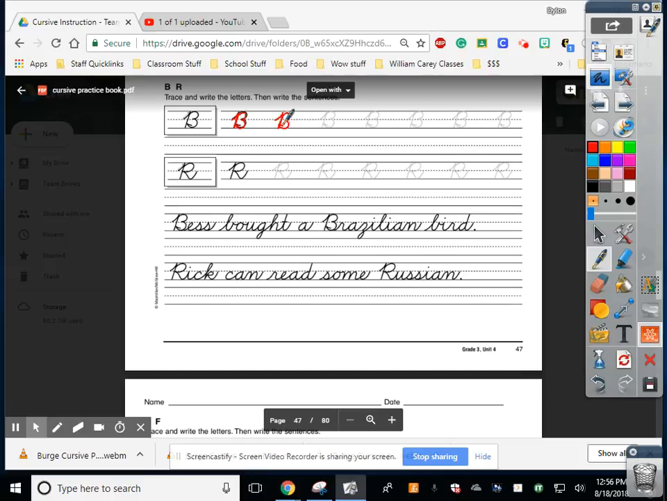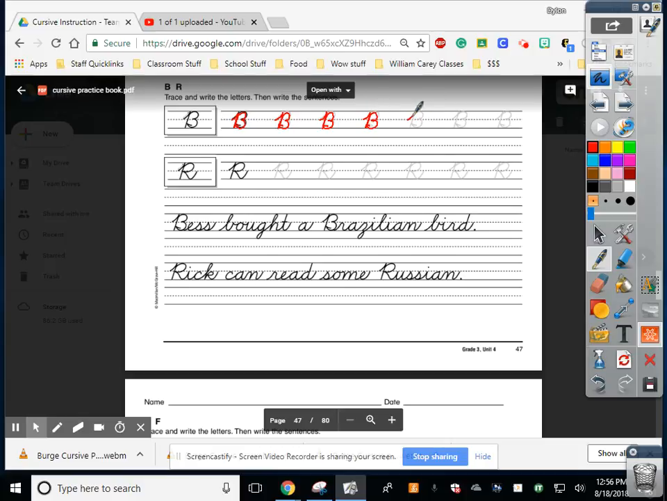So I'll go super slow with this one, okay? So you can see it. Middle, up, down, up, loop around, and give it a tail. Just like that, okay? And then I'll kick it back to normal speed.